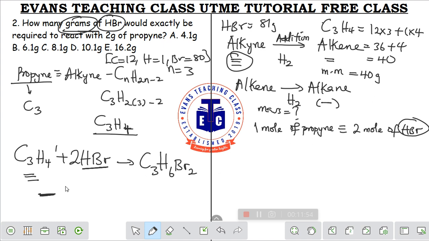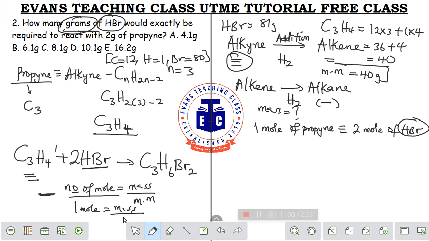Now 1 mole of propane. You know, there's one formula in chemistry that says number of moles is equal to mass over molar mass. So number of moles means that's 1 mole. I already told you that 1 mole of propane, so that one will be 1 mole, right? So mass over molar mass. Molar mass of propane, that's 40, right? So the mass is 40 gram. So 1 mole of propane is 40 gram, equivalent to 2 mole of HBr.